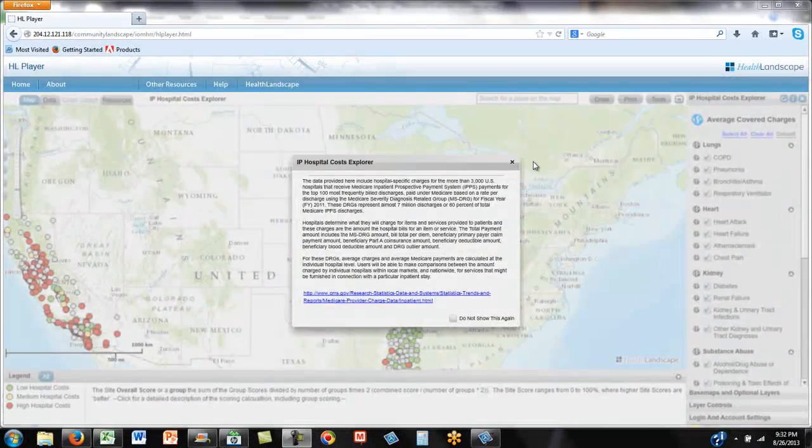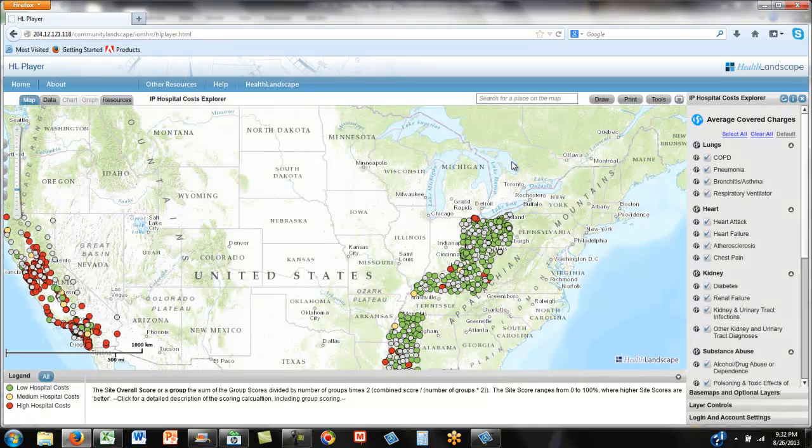Fortunately, he can consult the IP Hospital Cost Explorer. The IP Hospital Cost Explorer compares inpatient costs for common procedures categorized by Medicare Severity diagnosis-related group. Ralph lives in Cincinnati. There are 3 hospitals he wants to check to see how much his treatment may cost: Good Samaritan Hospital, Christ Hospital, and University.